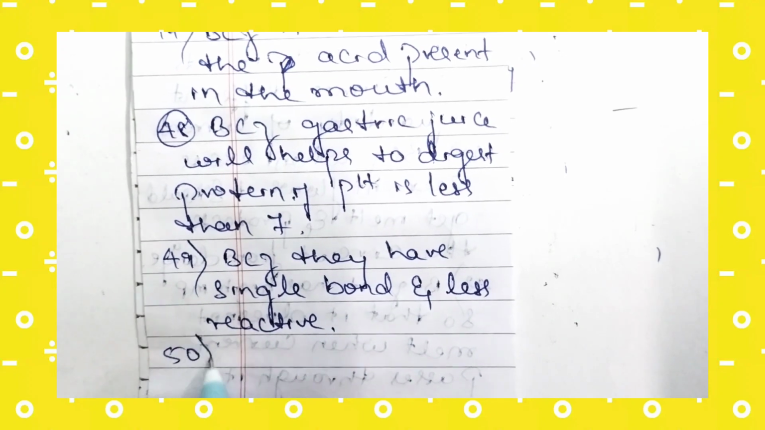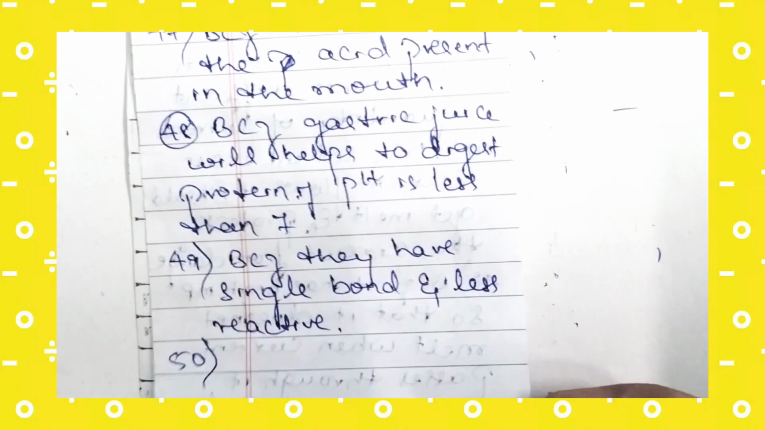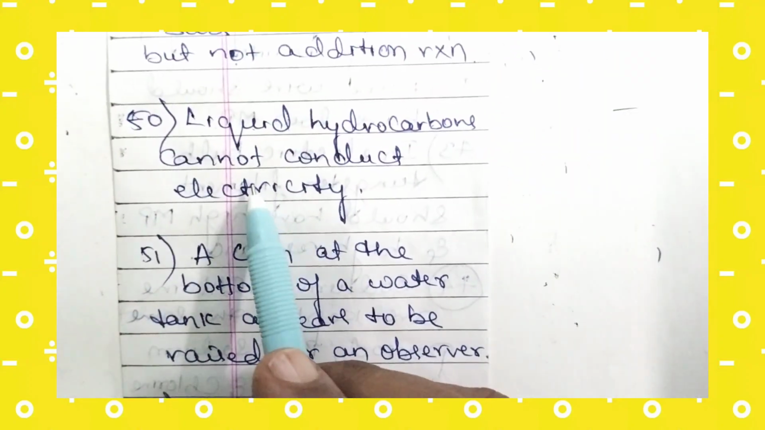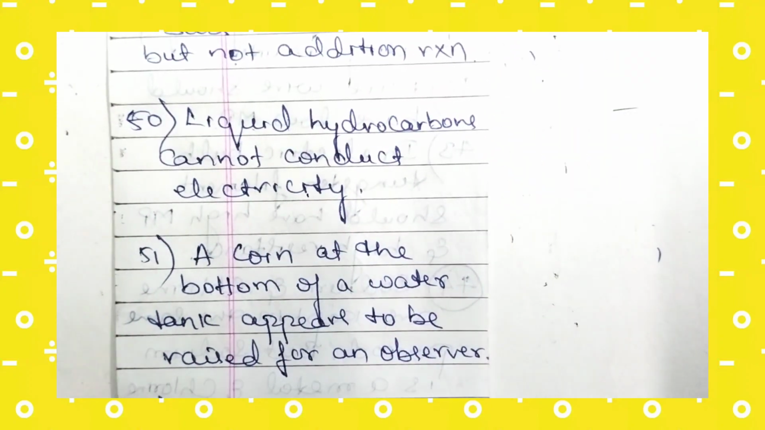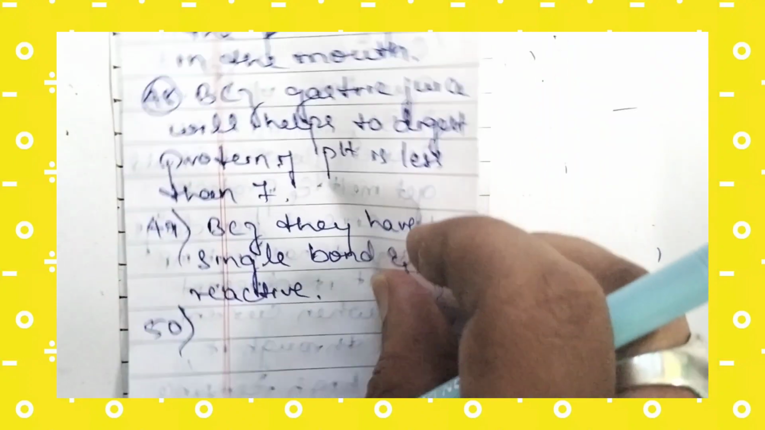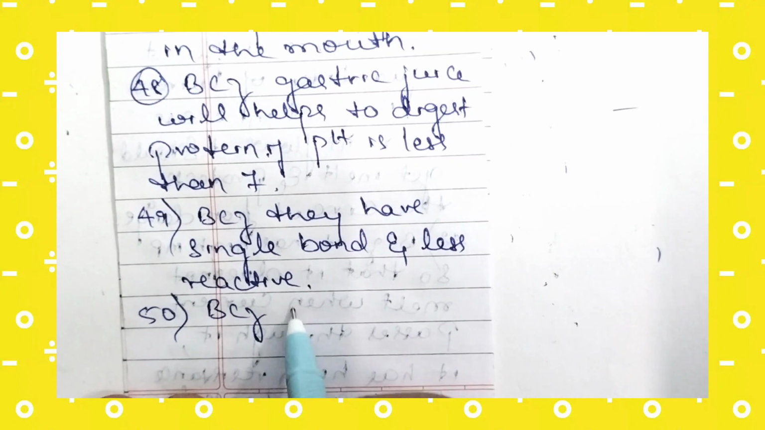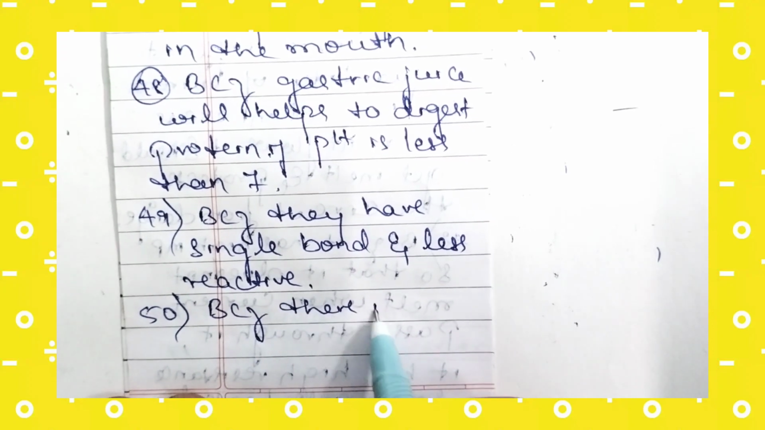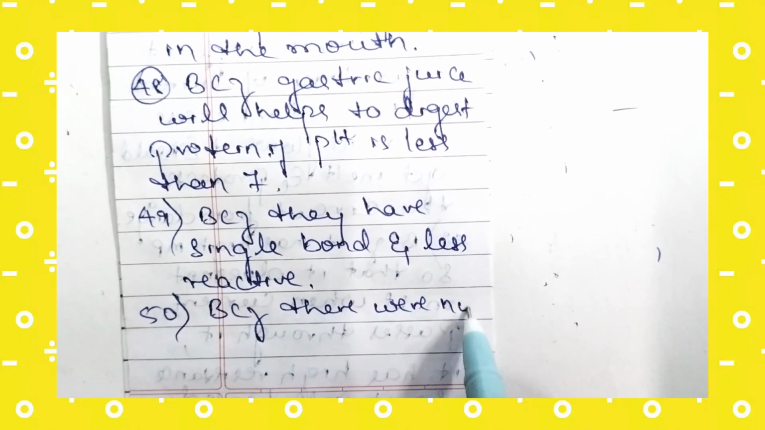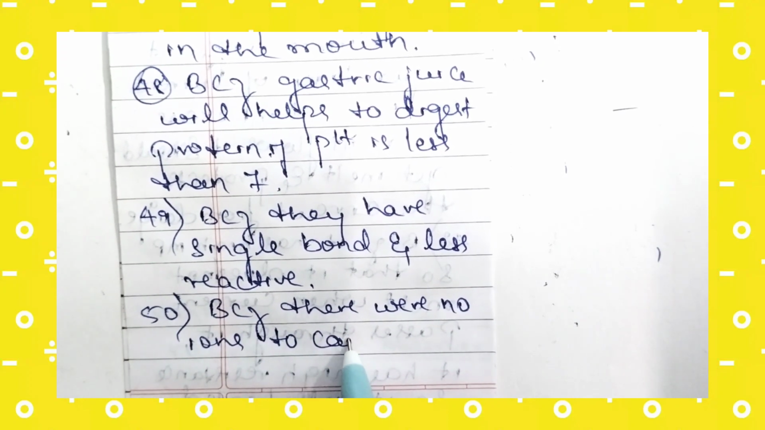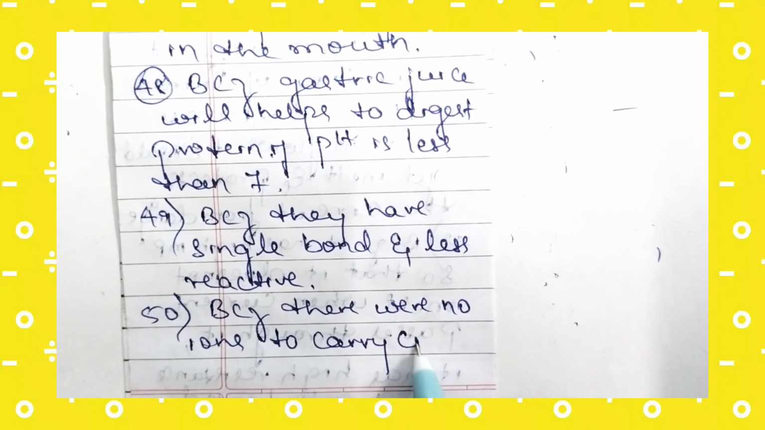Next, let us move for question number 50. So 50th question, liquid hydrocarbon cannot conduct electricity. So why? Because there were no ions to carry current.